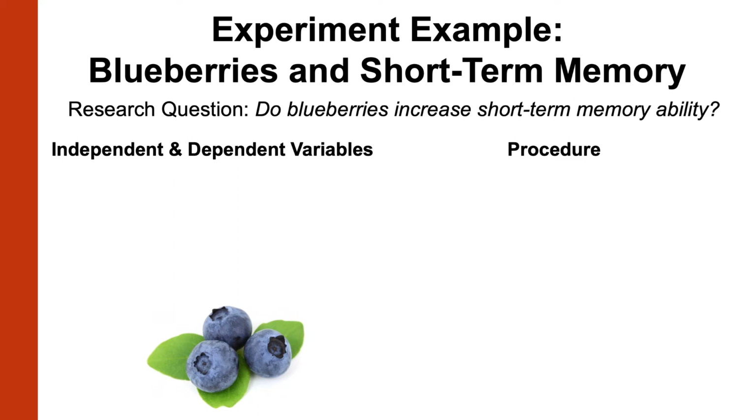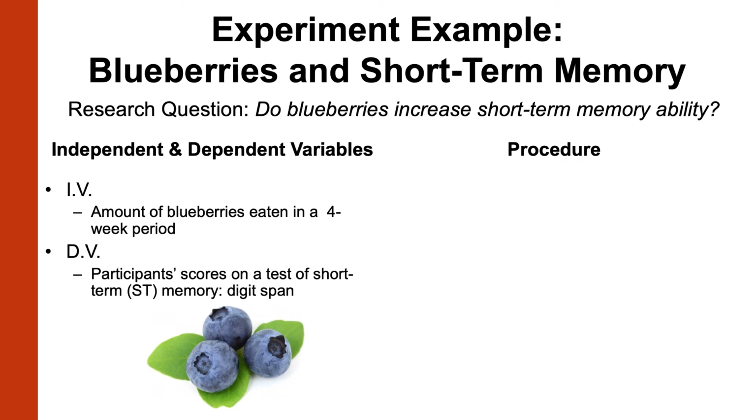First, let's identify the independent variable. It is blueberries, because the question is whether blueberries cause an increase in short-term memory abilities. Next, we'll identify the dependent variable. The dependent variable is the variable that you're expecting to change as a result of the independent variable. The dependent variable in this case would be short-term memory ability.